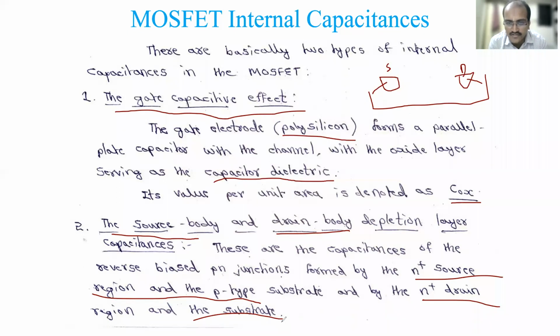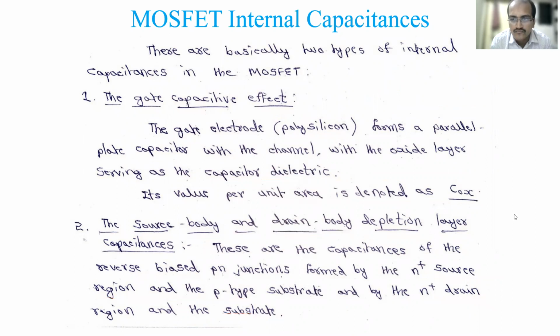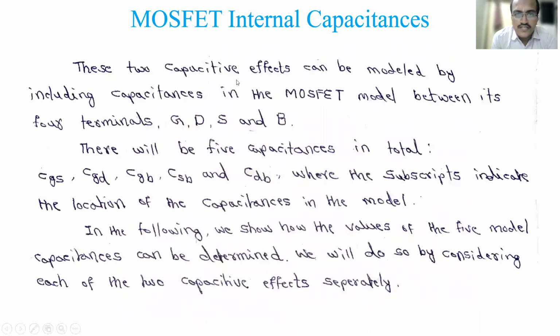So together, if we consider these capacitances individually, there are a total of 5 capacitances that come into picture. And we'll consider them one by one. These two capacitive effects can be modeled by including capacitances in the MOSFET model between its 4 terminals. So when we consider these 4 terminals and these two types of effect, one is the gate capacitive effect. Another is the source to body and the drain to body depletion layer capacitances. So these effects we'll consider with 4 terminals.